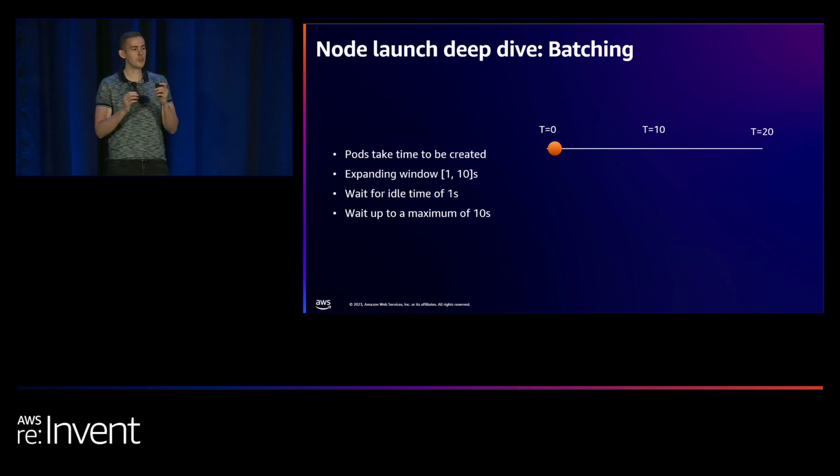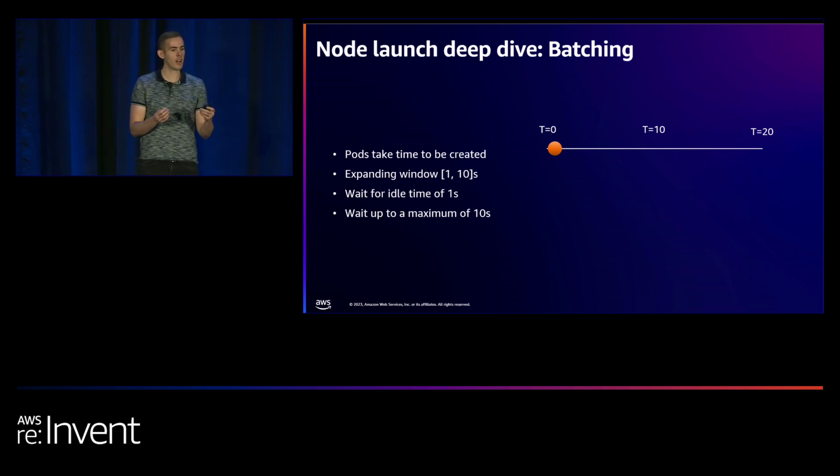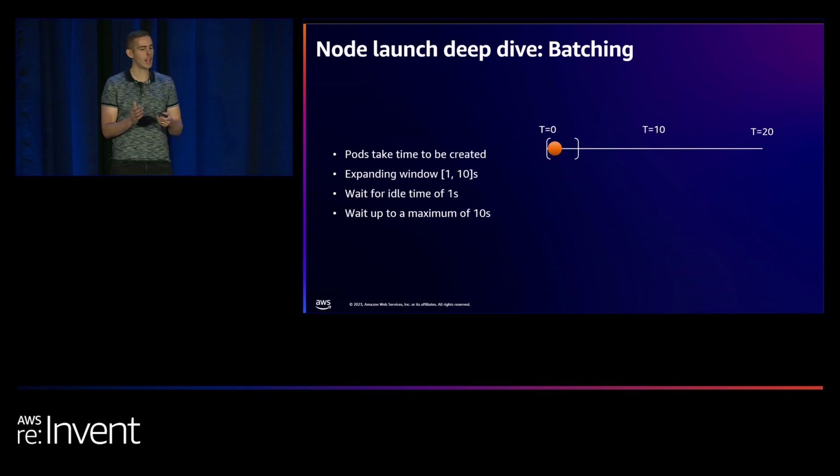We've chosen two values of 1 second and 10 seconds to try to make this trade-off. So what we do is 1 second idle period with a maximum of 10 seconds for batching. And I'll walk through a couple of examples here so you can understand what's going on. So in this example, we have a pod that appears in the cluster. The kube scheduler marks it pending, and at T0, we wait until T1, so a window of time when we don't see another pod, and we call that a batch. Then we flush that batch, and we do the rest of the launch algorithm.